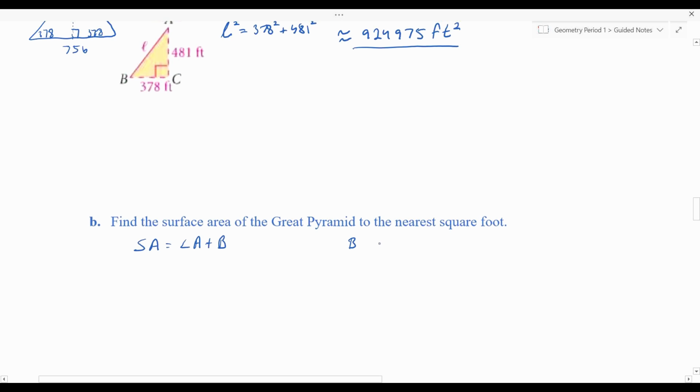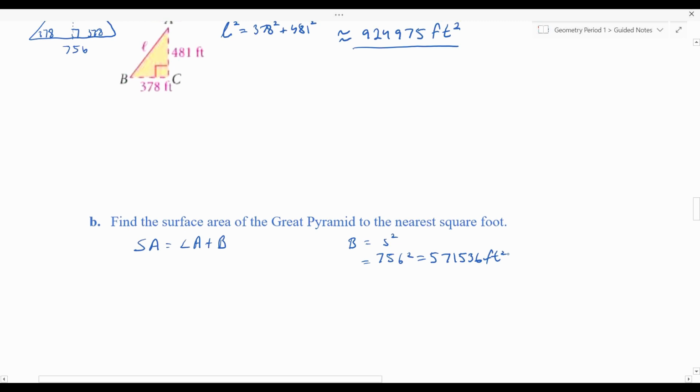Since we know that the base is a square, the area is going to be S squared. We know that one of the sides happens to be 756, so this is going to be 756 squared. 756 squared is a big number, and that is 571,536, and the units are still in feet, feet squared.